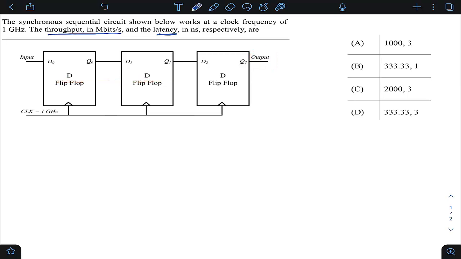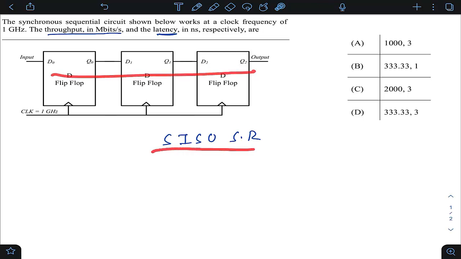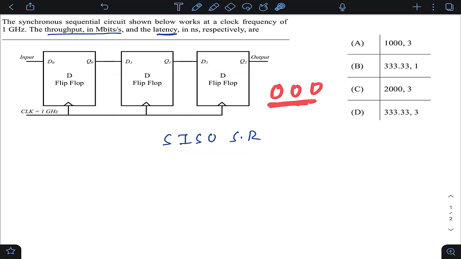And what is this structure, students? This is nothing but a serial in, serial out shift register, if you remember, right? Because only D flip-flops are used in cascade. So now, in this case, what is the delay involved? If I give 3-bit data, how much time do you need to store 3-bit data in this structure? 3 clocks. In an n-bit SISO shift register, you need n clocks to store the data.